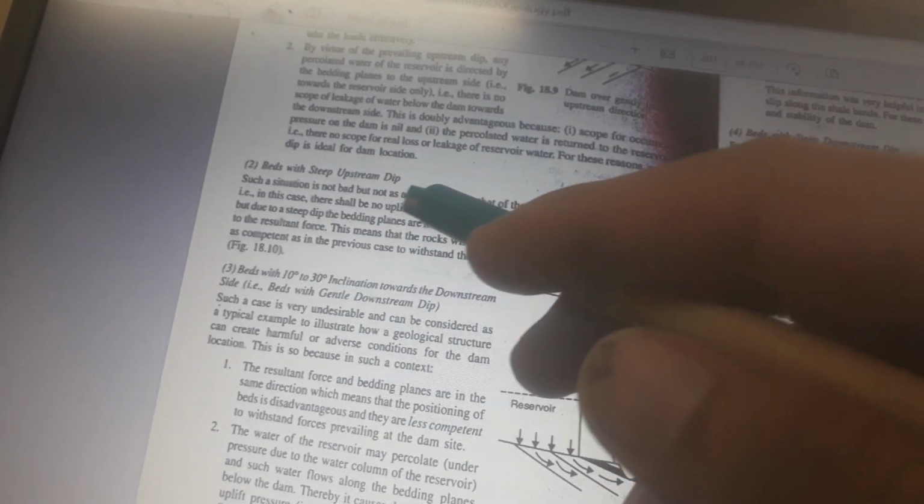Beds with steep upstream dip. Such a situation is not bad but not so advantageous as the previous one, for obvious reasons. In this case there will be no uplift pressure on the dam and no leakage of water from the reservoir, but due to the steep dip the bedding planes are not perpendicular to the resultant force, which means that rocks will not be as competent as in the previous case to withstand the loads.